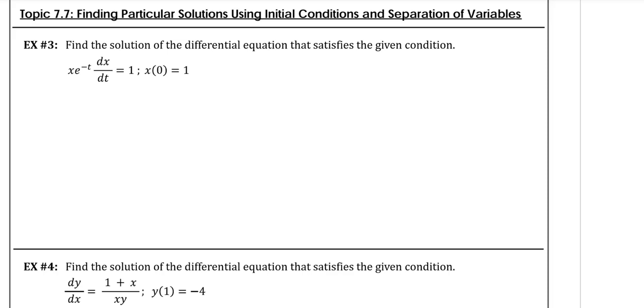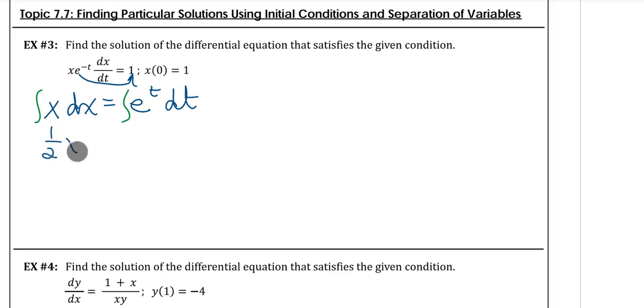So again, we'll separate our variables. So when we do that, we get x dx equals, and when we move that to the other side, it'll become e to the positive t, and then we have dt. So then we're going to integrate both sides with respect to x on the left and t on the right. So we are going to get 1/2 x squared equals e to the t plus c.